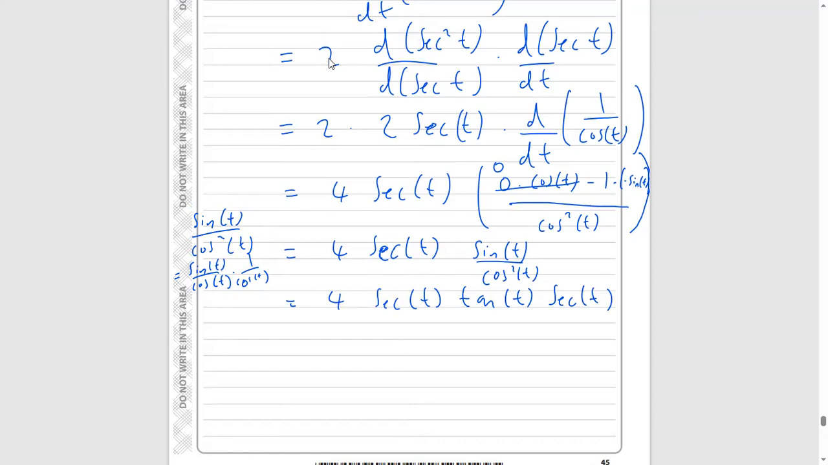Oh no, the page is frozen again. Sorry, one second. Let me just wait for this to sort itself out. There we go.